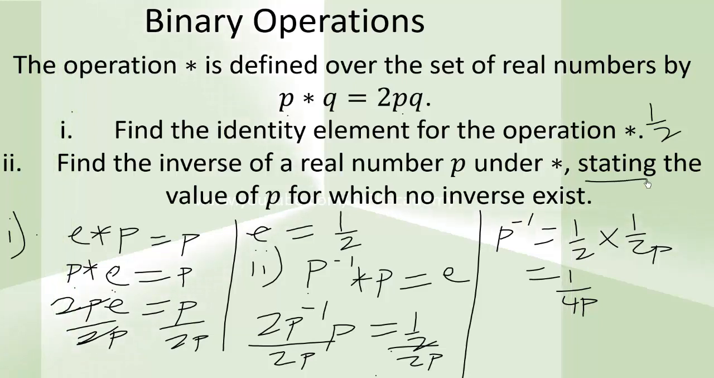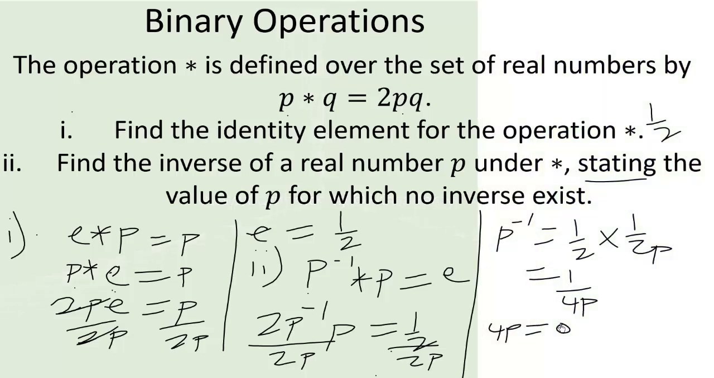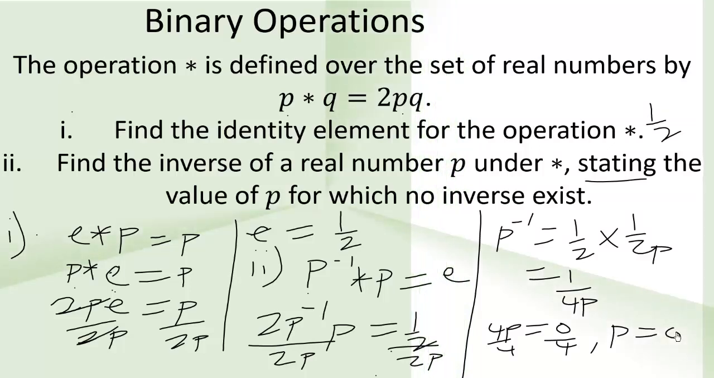And we need to state the value of P for which no inverse exists. So when 4P is equal to 0, there will not be any inverse. Dividing through by 4, P is equal to 0. So P equals 0 has no inverse. So the inverse of P is 1 over 4P, and the value of P for which no inverse exists is P is equal to 0.